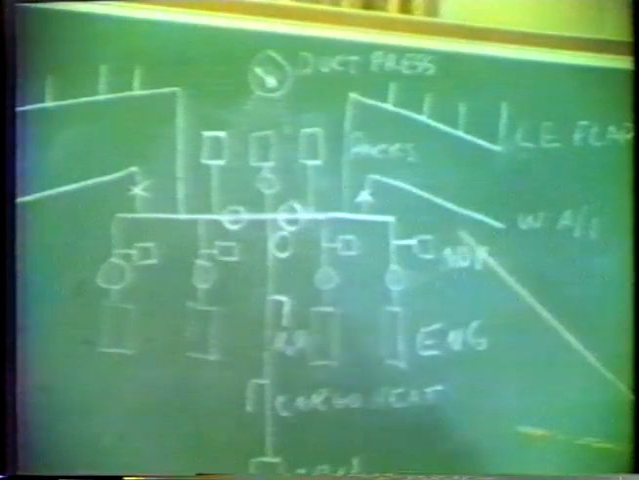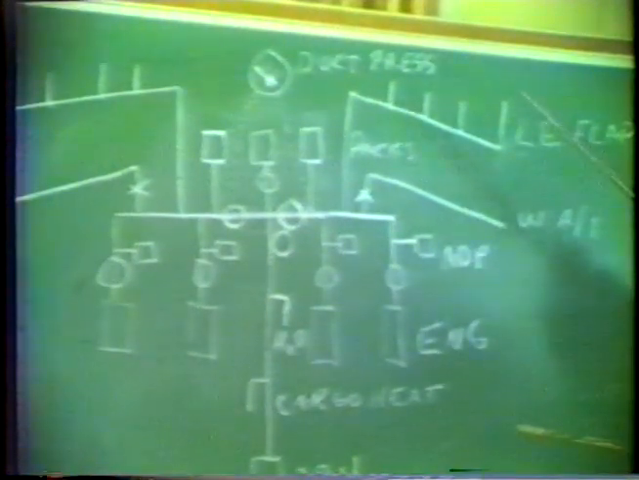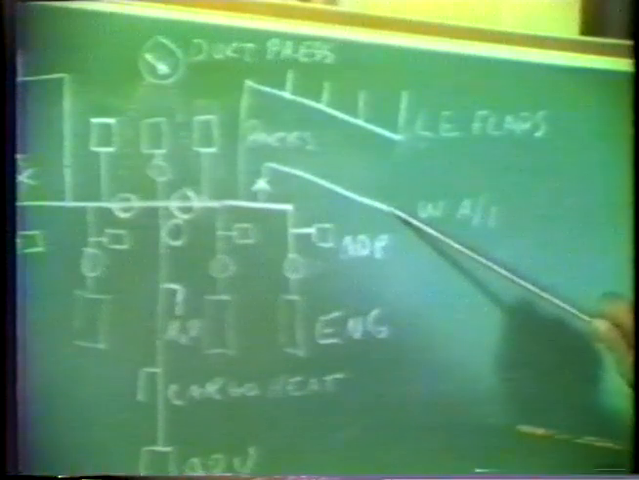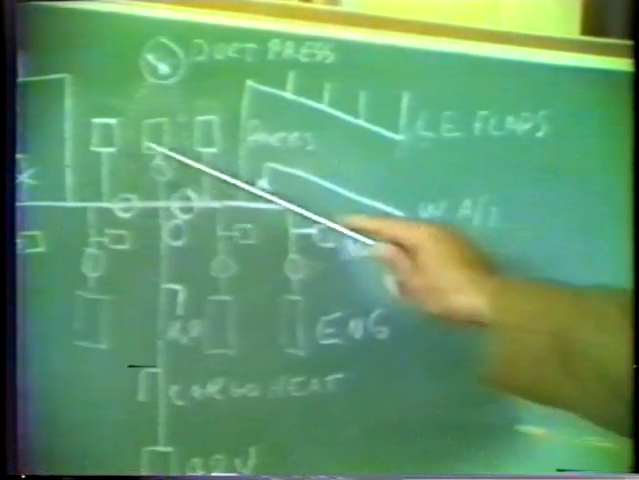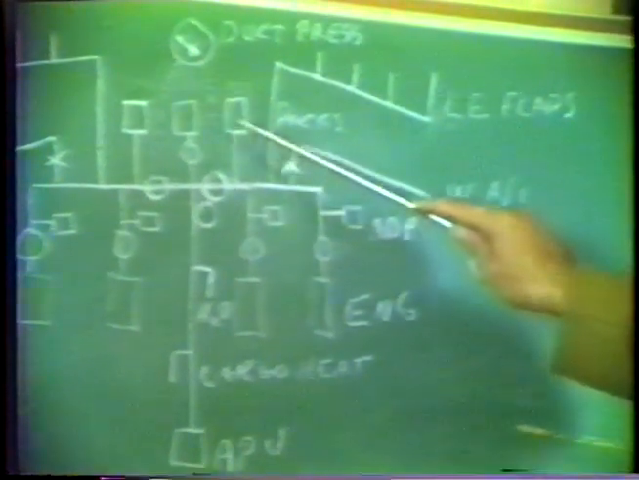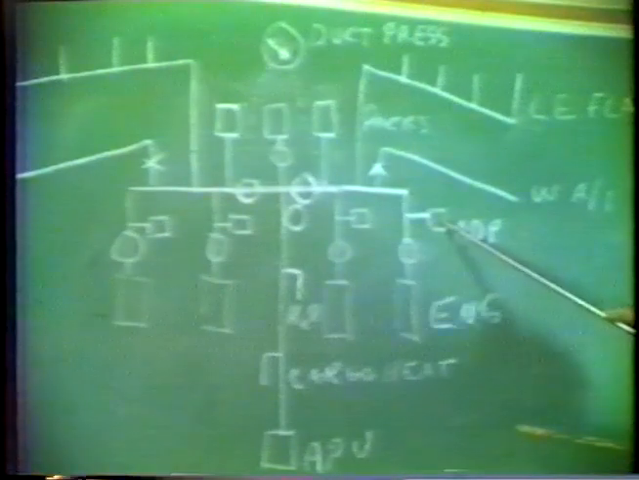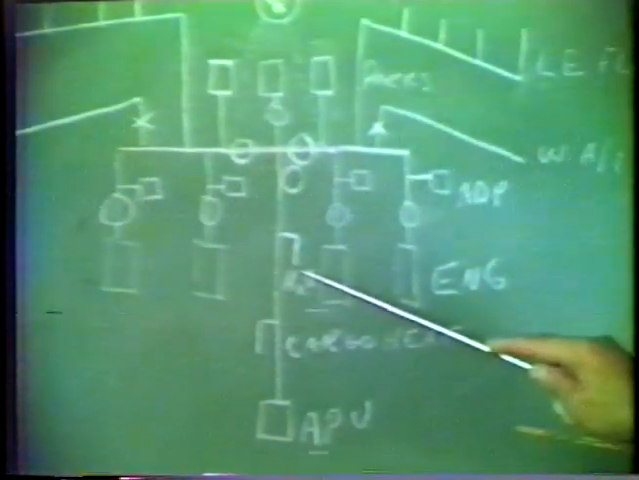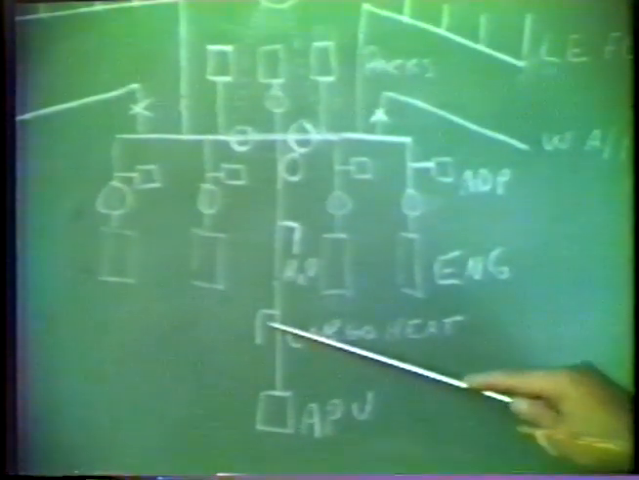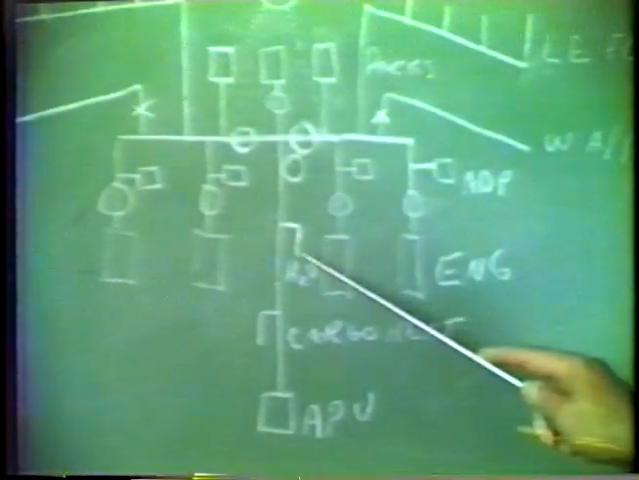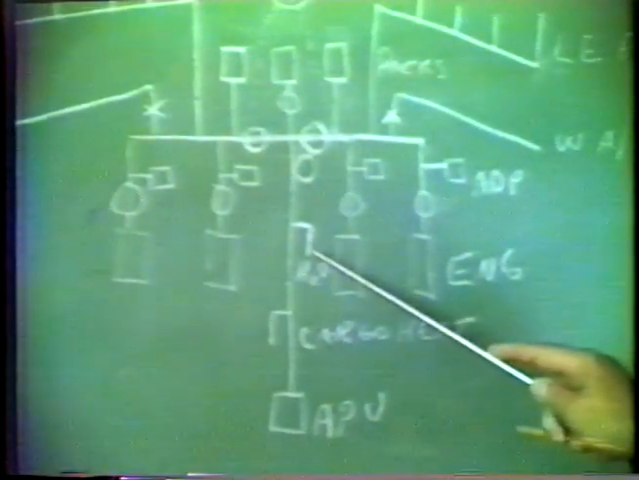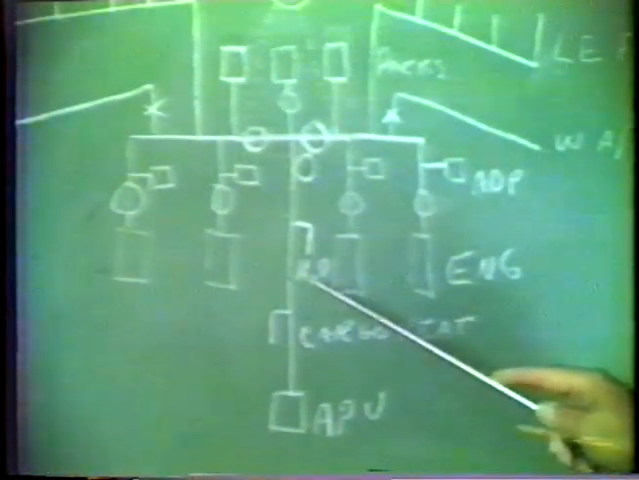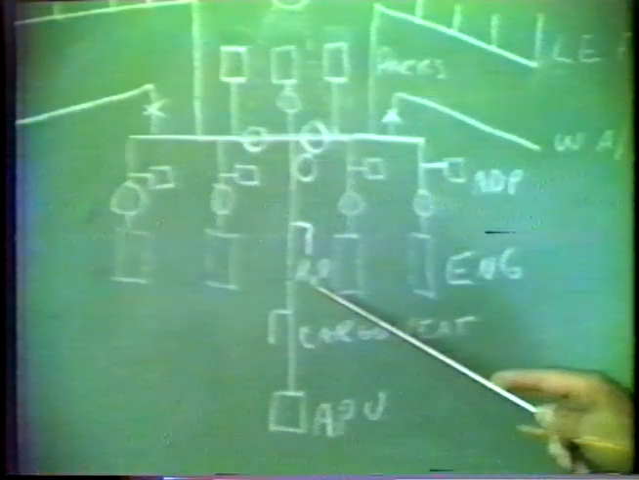In review, I want to cover again the items operated off the pneumatic system. The leading edge flaps, left and right side, the wing anti-ice, left and right side, the 3 packs, the air-driven hydraulic pumps, the pressurization on the water system, and the cargo heat. This is aft cargo heat only. The pressurization on the water system is not totally relying on this pneumatic air.